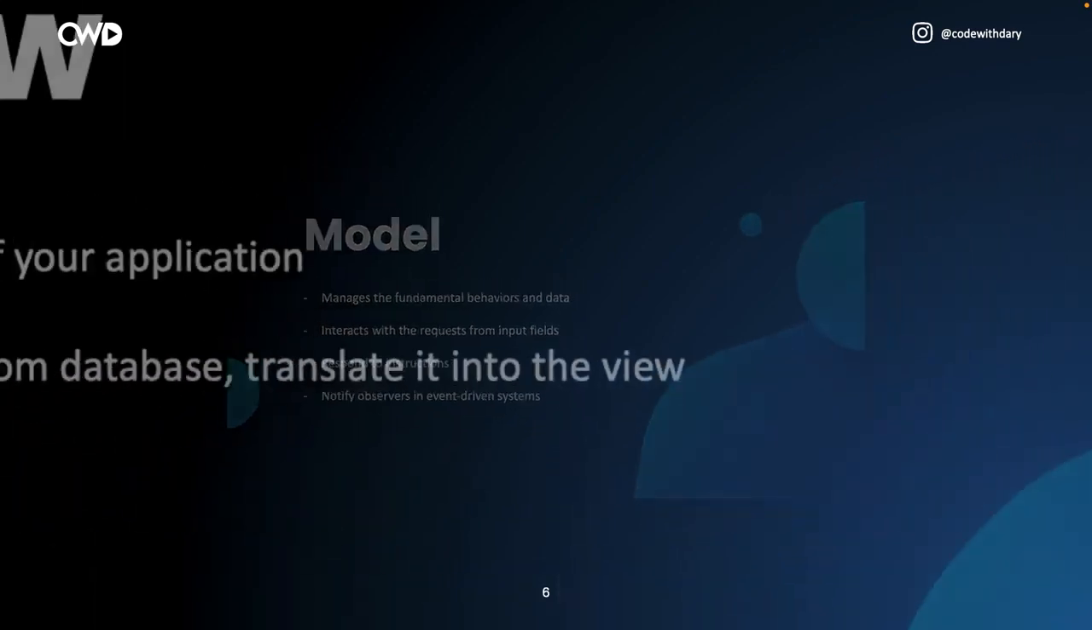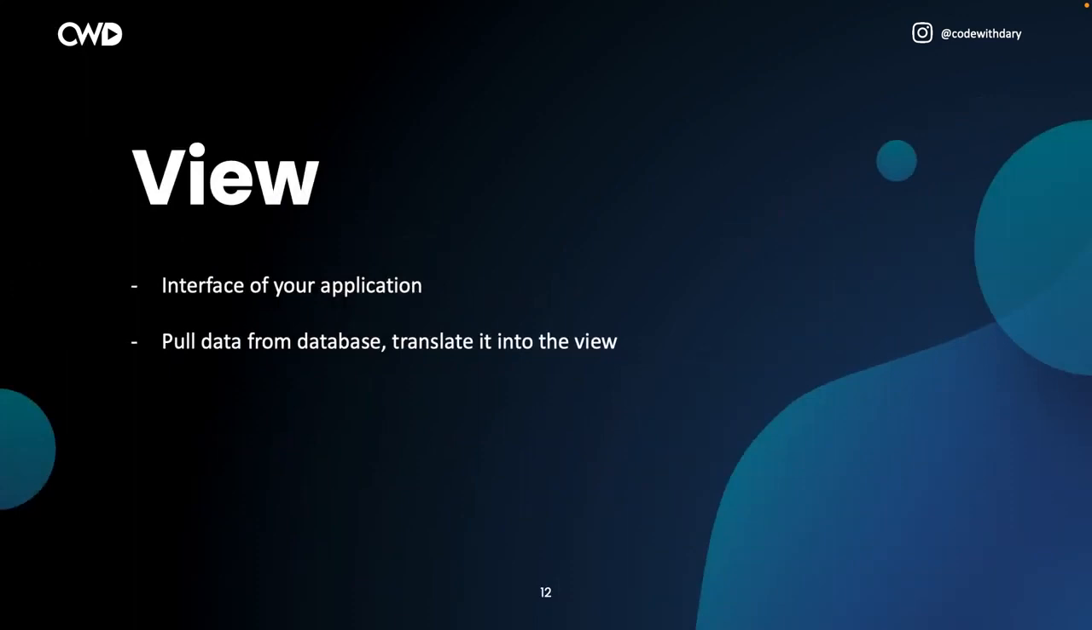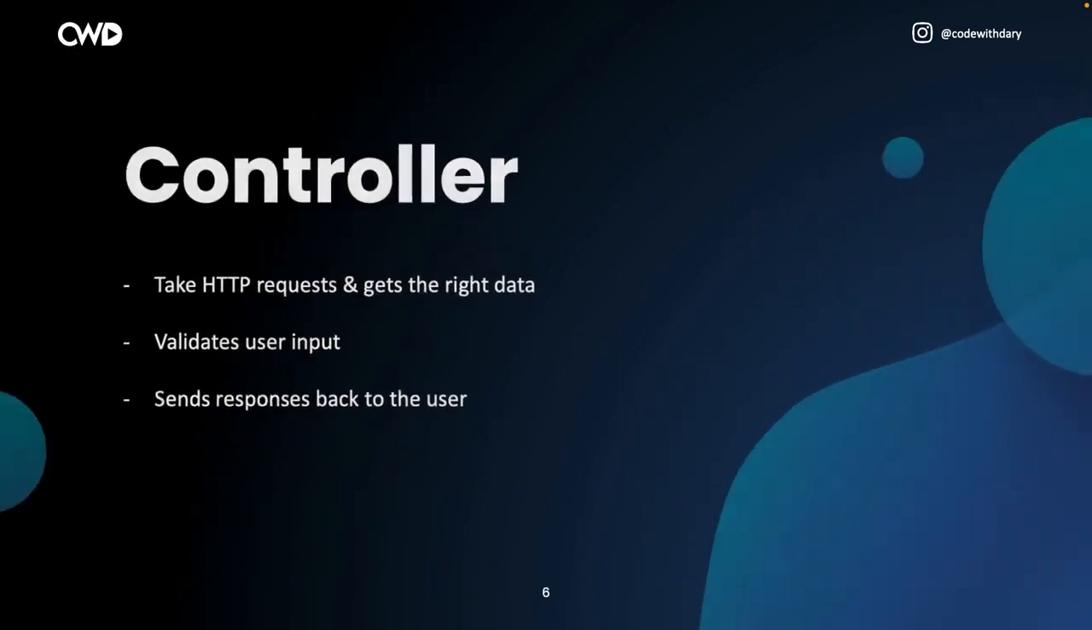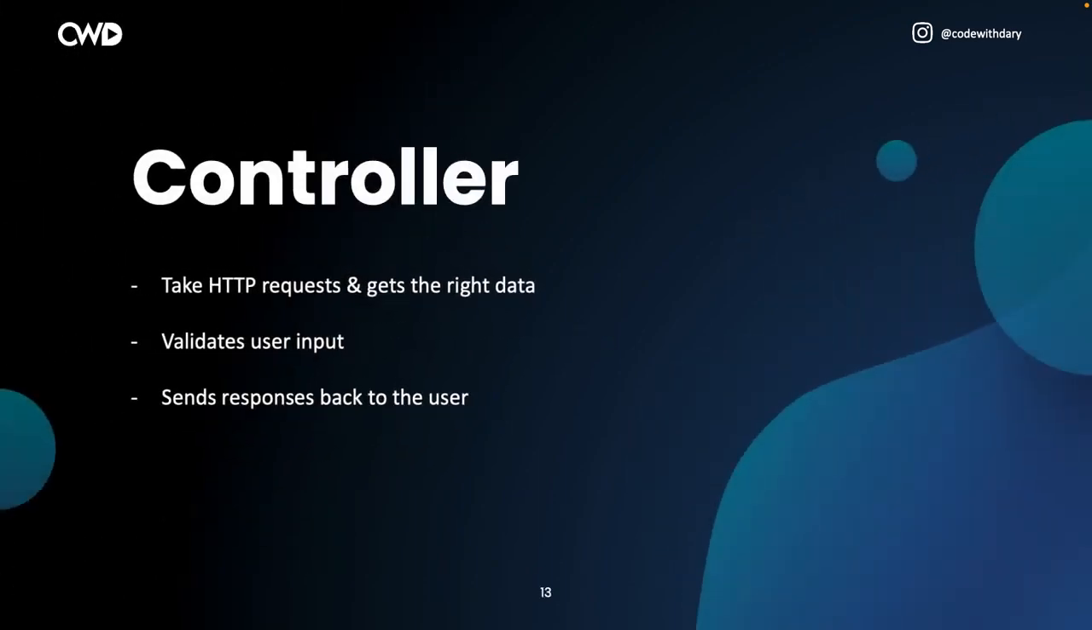Then we got the view. The view is probably the easiest one because it's the user interface of your application. What you'll be doing is pulling in data from the database in the model and translating it into data that you can use in the view. Next up is the controller, and the controller will take HTTP requests, so user input from the browser, and gets the right data out of the database, validates user input, and eventually sends a response back to the user.